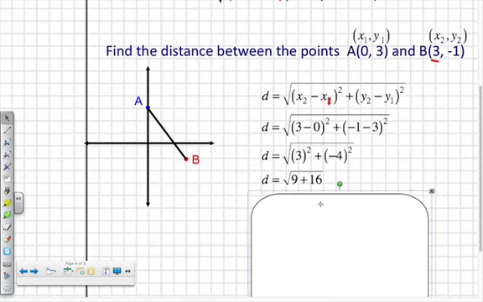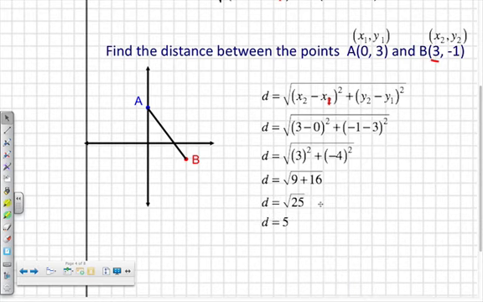Now we just do the math. The square root of 9 plus 16 is the square root of 25, and the square root of 25 is 5. So the distance between A and B, or the length of segment AB, is 5 units. And that totally seems reasonable to me, because if you look at this from there to there, that's 4 units. So yeah, that's going to be a little bit longer because it's on the diagonal. And that's in fact 5 units.